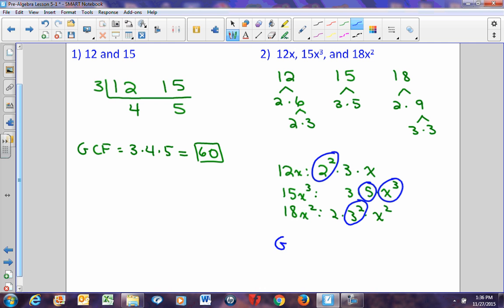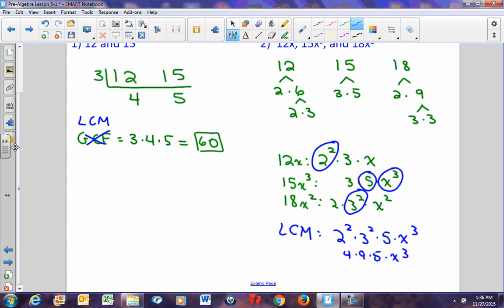So the greatest common factor here, not greatest common factor, excuse me, least common multiple. Why have I been doing that? It's not the greatest common factor, it's the least common multiple. Right there, that should be the LCM, not the GCF. The least common multiple should be 2 squared times 3 squared times 5 times x to the third. So this is 4 times 9 times 5 times x to the third. Let's see here. 4 times 5 is 20. 20 times 9 is 180, so it's 180x to the third. So the least common multiple of 12x, 15x to the third, and 18x squared is 180x to the third.